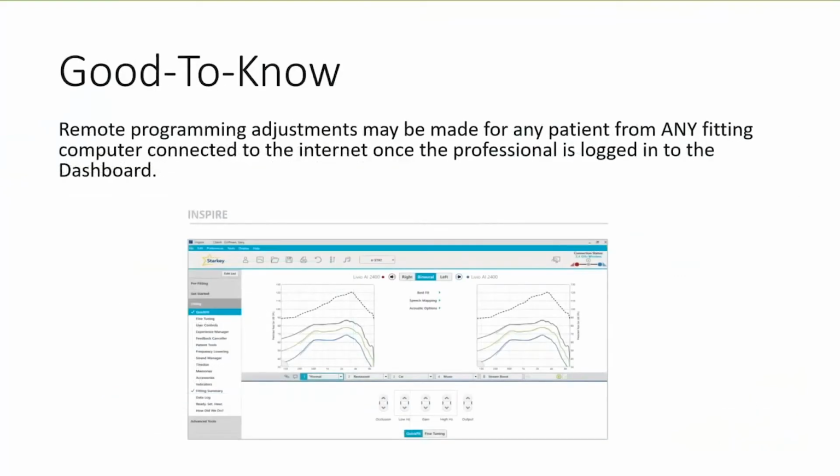Another good thing to know is that you can make these remote programming adjustments from any fitting computer as long as that computer is connected to the internet and you've logged into your dashboard. So if you have several computers that you maybe take to a visiting site, or maybe you have a laptop at home during the situation that we're in now, you're working from home a bit more, as long as you're online and connected and logged into the dashboard, you can make these adjustments from any fitting computer.